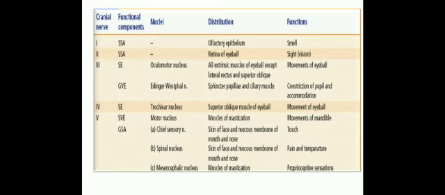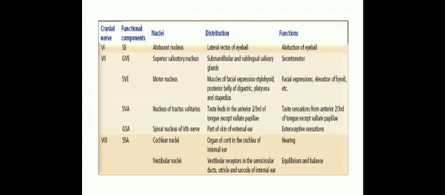So, today we are learning about the first and the second cranial nerve. The first cranial nerve, that is olfactory, the functional component is special somatic afferent. Its distribution is to the olfactory epithelium and the function is smell, whereas the optic nerve, that is the second cranial nerve, again the functional component is special somatic afferent. It is distributed in the retina of the eyeball and the function is sight or vision. So, all the 12 cranial nerves' distribution and functions you can go through in this table.